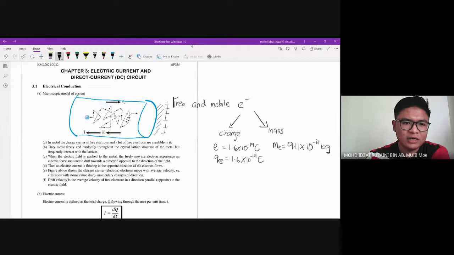Ini pula negative potential. Maka apa yang berlaku sebenarnya, when the potential is applied across the material, across the metal, elektron dia akan bergerak ke arah positive terminal lah. Okay, it will attract to the positive terminal kan. Itu memang sifat kepada elektron kan. Dia akan sentiasa tertarik kepada positive thing kan. Dia macam tu.